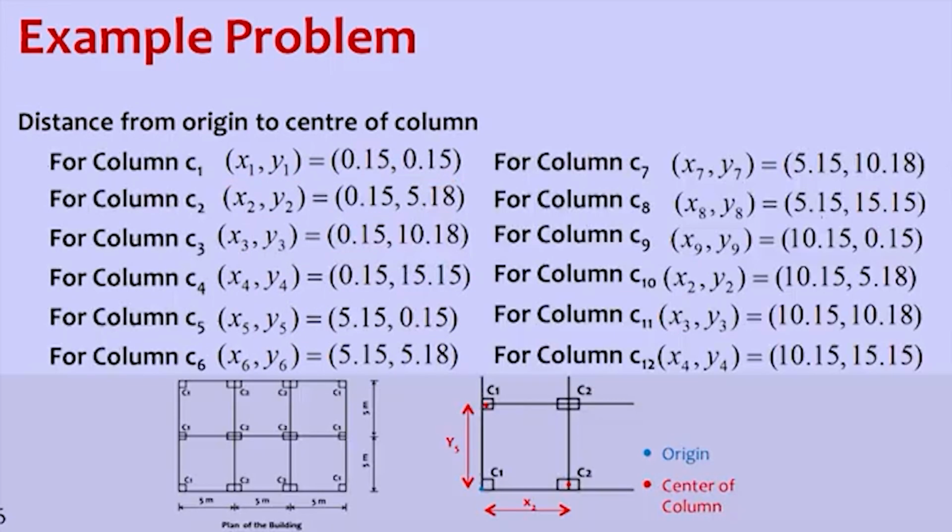So once we get the local center of masses of each slab, we will get to know the stiffness. For stiffness calculation also, we need to know the center of stiffness of the particular slab or the column. So we have a total of 12 columns. First column we have 0.15 to 0.15, where we have the plan like this.